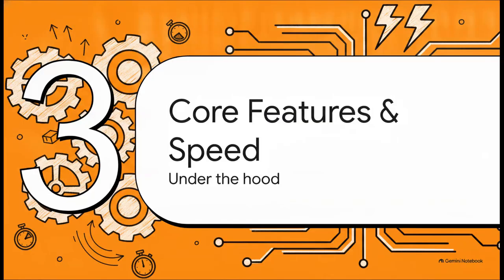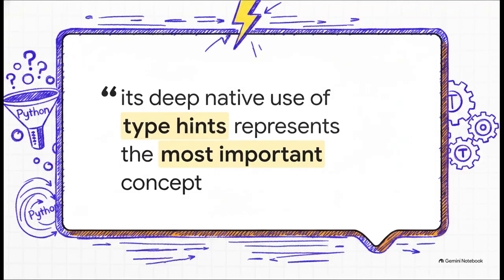Which brings us to Section 3, Core Features and Speed. Now look at this quote. Its deep, native use of Python's own type hints represents the single most important concept to properly understand. This right here, this is the absolute defining magic of the framework. We've mentioned Python's optional type hints before, where you literally just indicate what data type a function expects, but FastAPI specifically takes this optional language feature and builds its entire core architecture right around it, turning these simple little hints into an absolute powerhouse for automatic data validation.